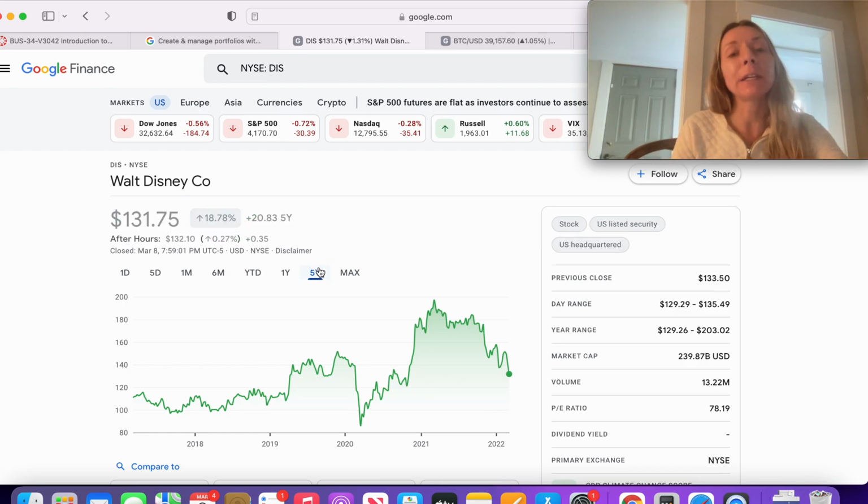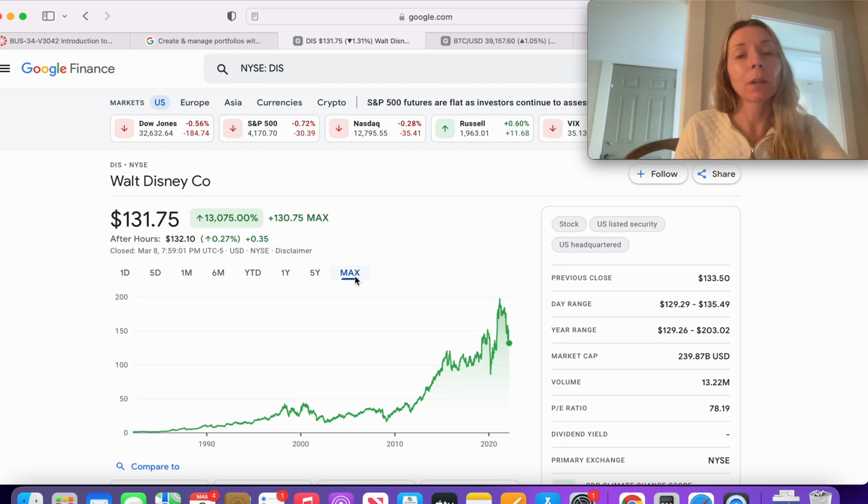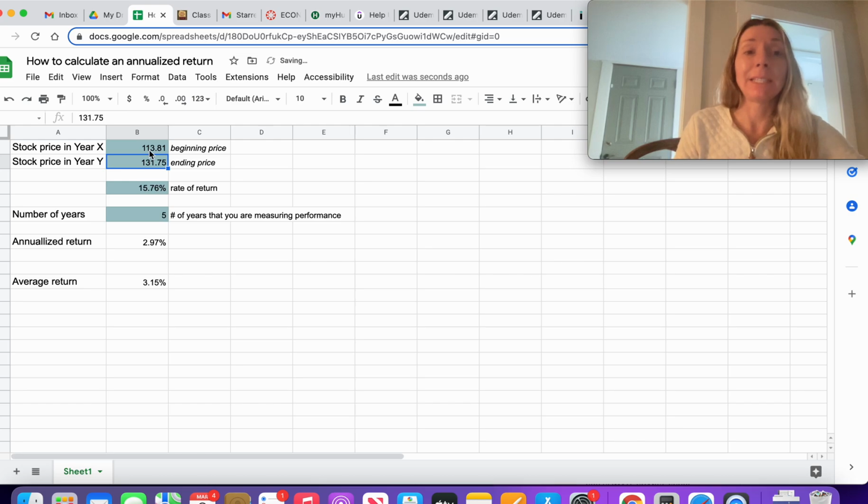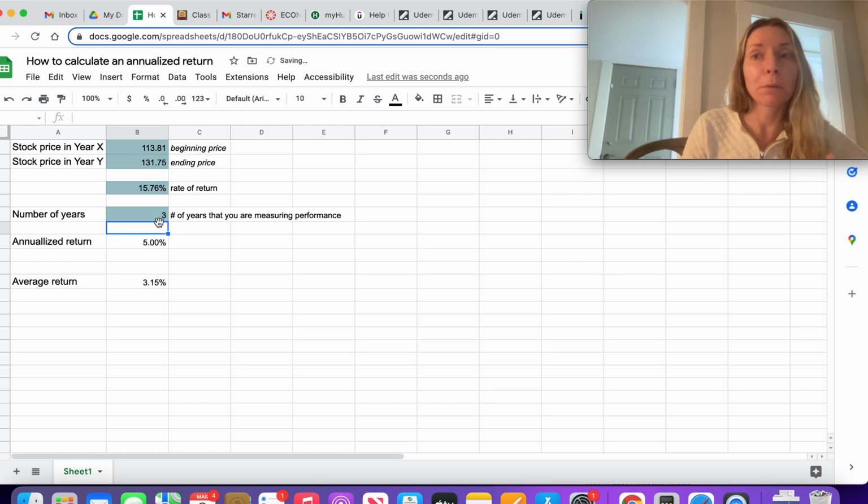So we don't have 3-year returns here. And I can see, here's my 5-year return, right? Here's my 1-year return. So maybe I want to look up the 3-year return. Okay, so 3 years ago, what year were we in? 19, 20, 21, 22. So March of 19. Okay, how do I find that? March of 19. I can't really get exactly on the 9th, but I got the 8th. So 113.81. Today, the stock price is 131.75. This is a 3-year return.